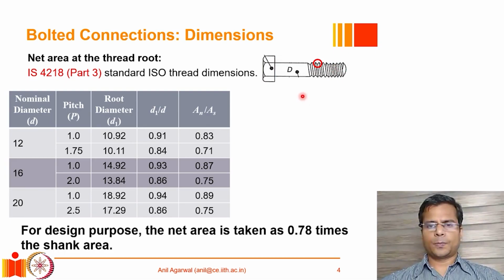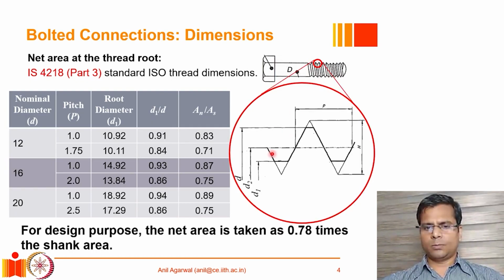The thread dimensions are classified in terms of pitch. Pitch is the distance between two subsequent peaks. The bold black line here, for example, represents the thread. This is a peak and this is a trough of the thread. The pitch is the distance between two peaks, or between two locations which are at the same elevation.